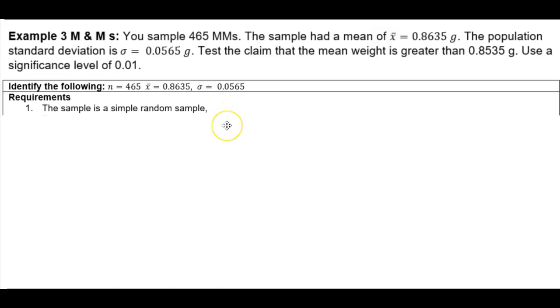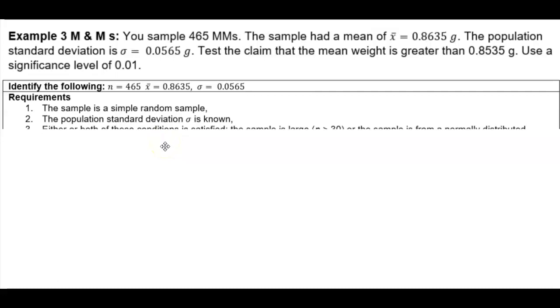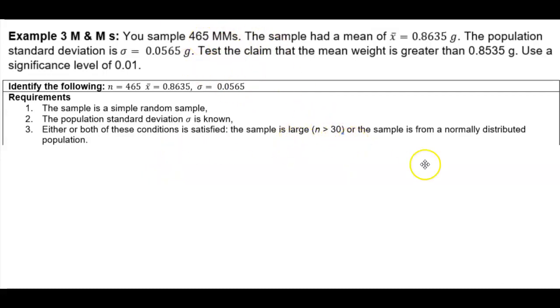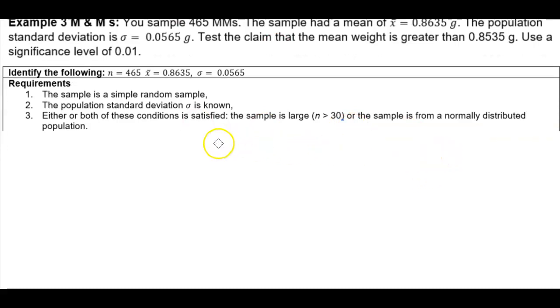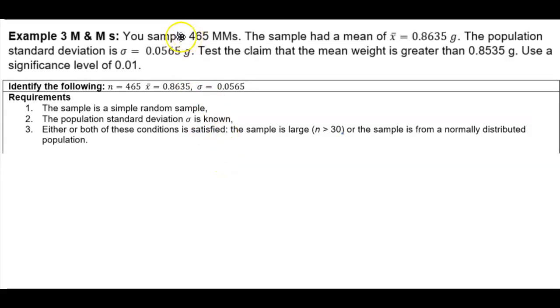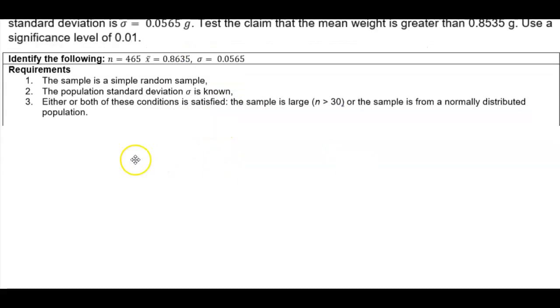So the requirements. Well, number one, that the sample is a simple random sample. Number two, the population standard deviation is known. And either or both of these conditions is satisfied. Well, the sample is large because it's 465, which is greater than 30. Or the sample is from a normally distributed population. So therefore, these requirements are met because the sample is greater than 30.